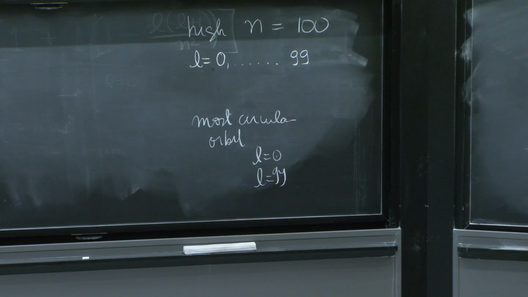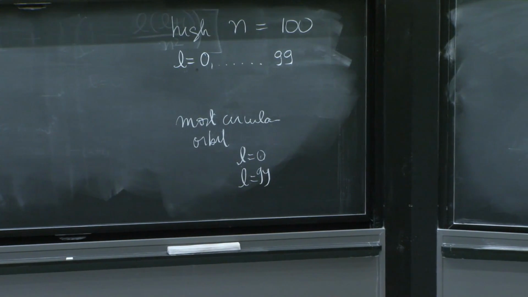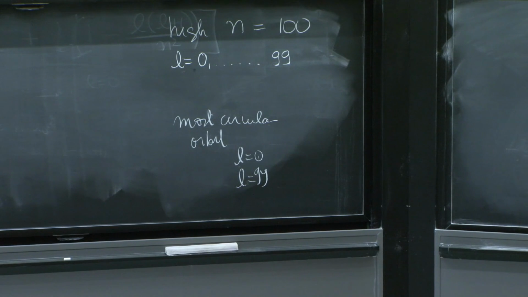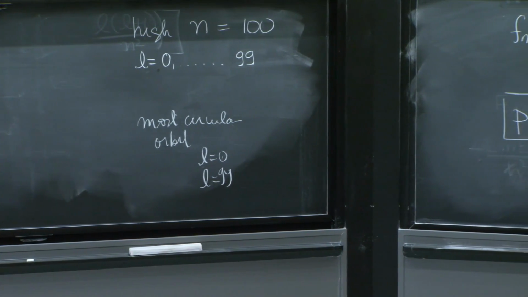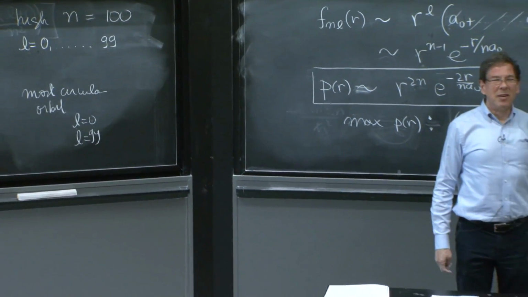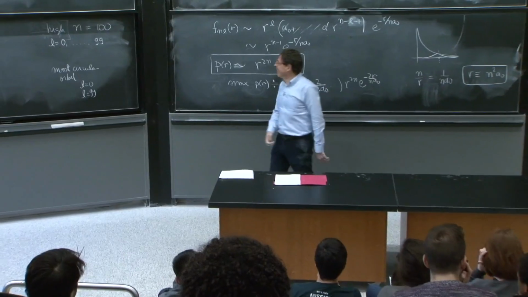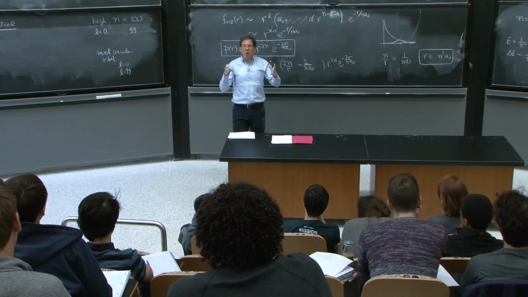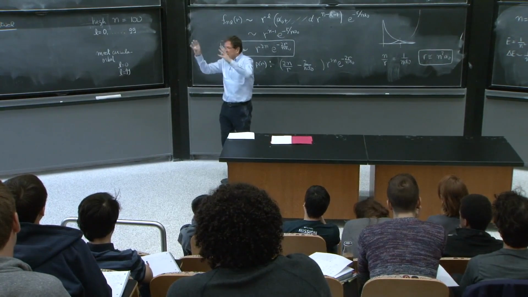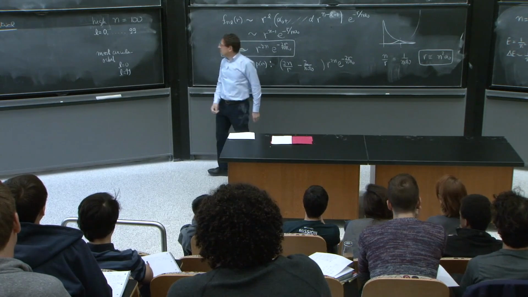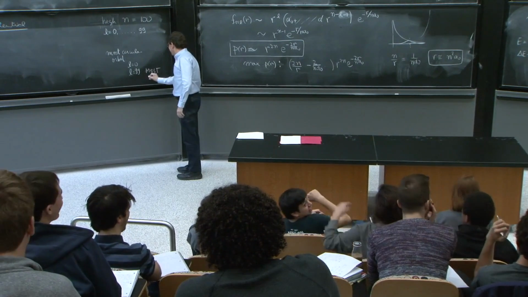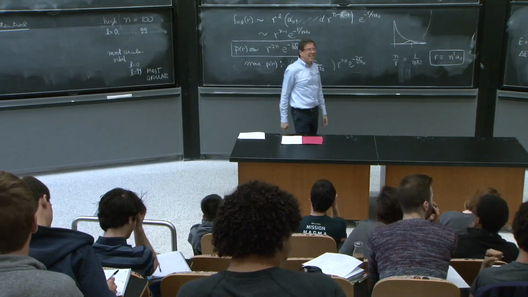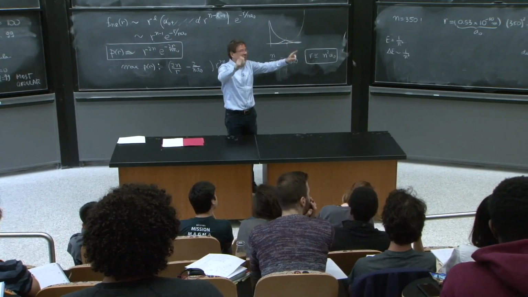Who votes for L equals 0 for the most circular orbit? We have about half of the people, a little bit more than half. Okay, who votes for L equals 99? Which is the most circular? Okay, this is funny because we all associate most circular with L equals 0, spherically symmetric, but it's wrong. This is the most circular. Yeah, L equals 100. Oh, you cannot reach L equals 100.